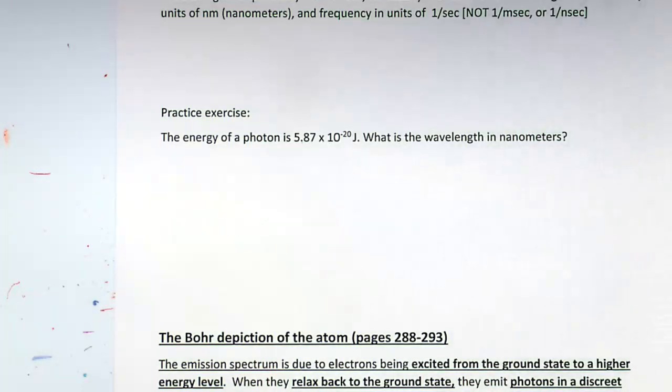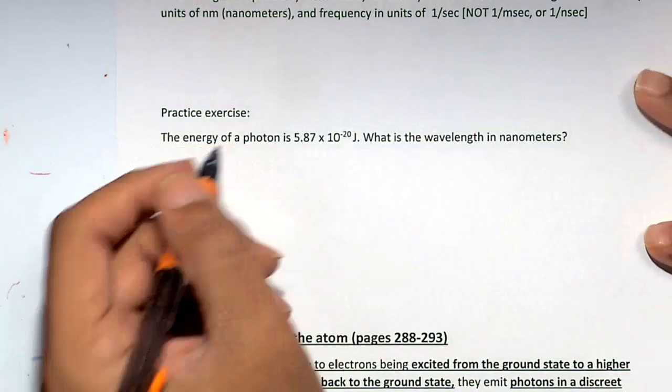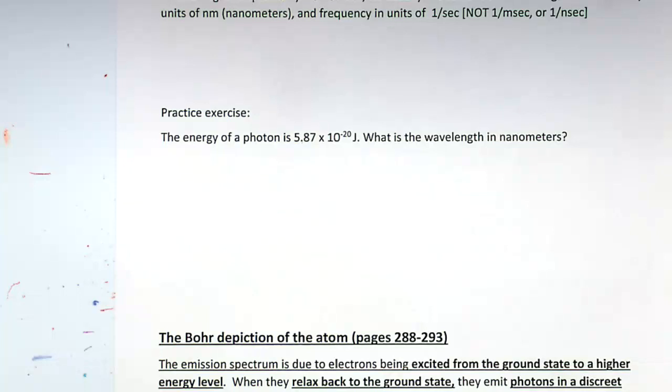Let's do a practice problem here quickly. Hopefully I did bring my calculator, I just can't seem to find it in this mess. All right, the energy of a photon is 5.87 times 10 to the minus 20 joules. What is the wavelength in nanometers?